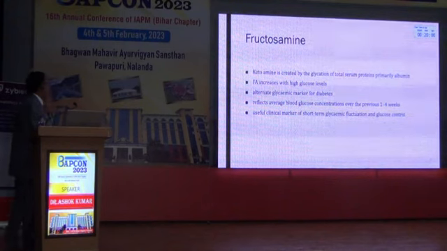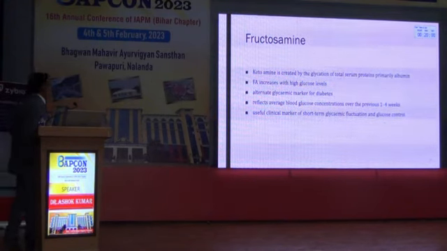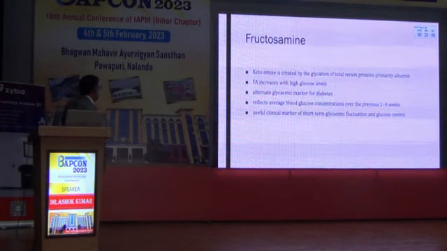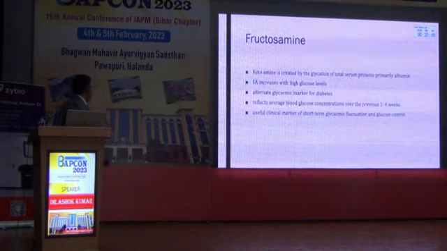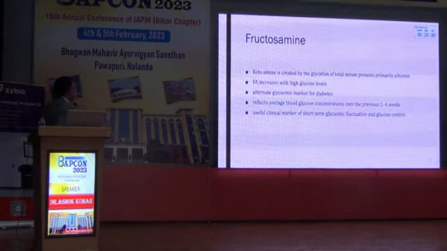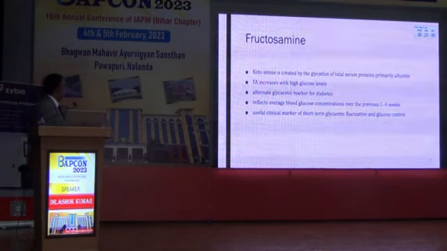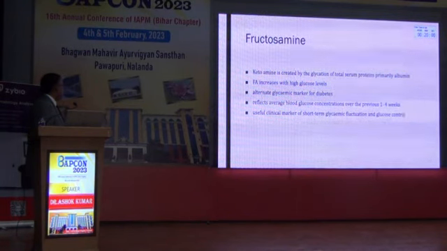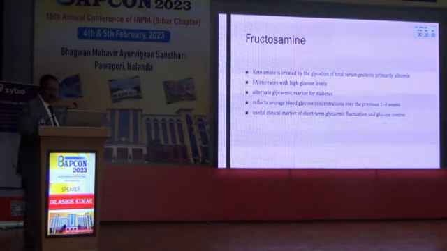Fructosamine is a ketoamine created in glycation of total serum proteins, primarily albumin. It increases with high levels of glucose. It is an alternate glycemic marker for diabetes that reflects average blood glucose concentration over a period of 1 to 4 weeks. It is a useful clinical marker of short-term glycemic fluctuation and glucose control.